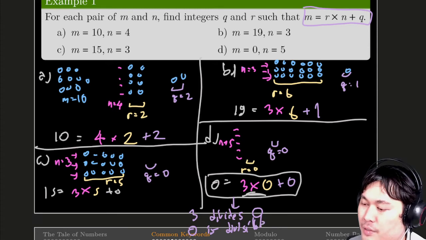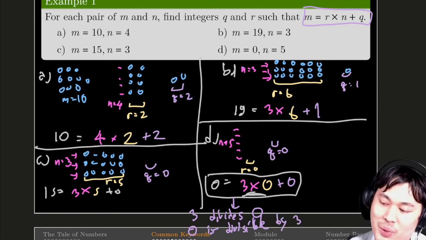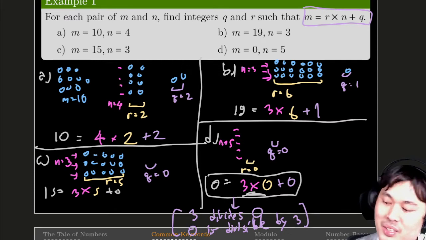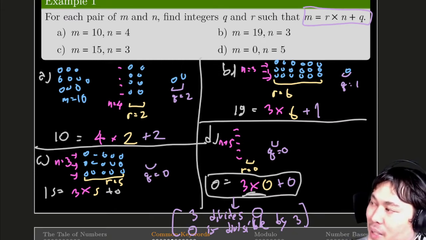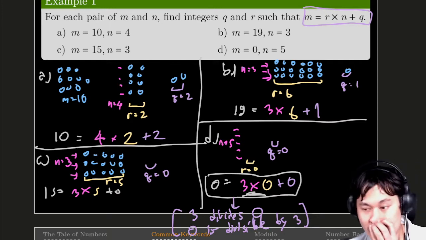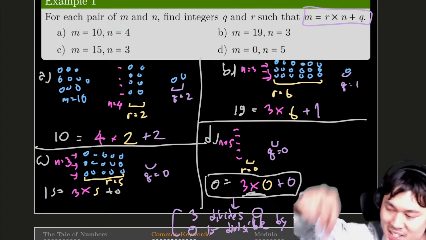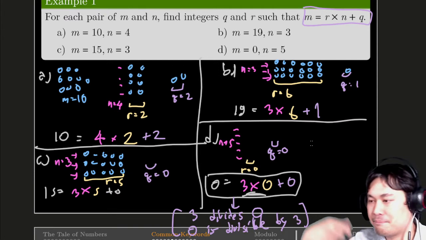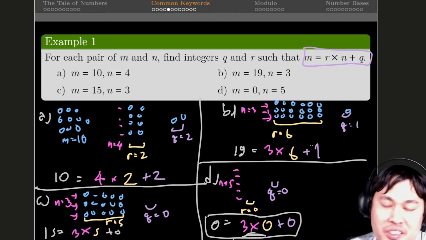So if you have an argument with your friend, whether you can divide 0 by anything, then the answer is yes. You can divide 0 by anything. If you want to divide 0 by 100, you make 100 boxes, and you put 0 objects in each box, you get 0 at the end. That's the divisibility and remainder.